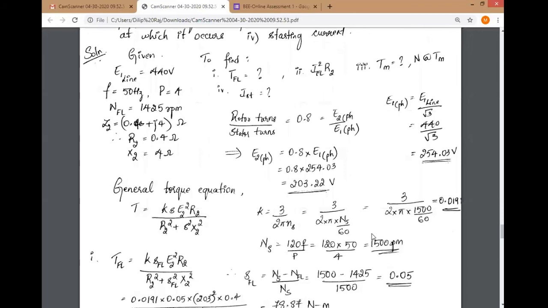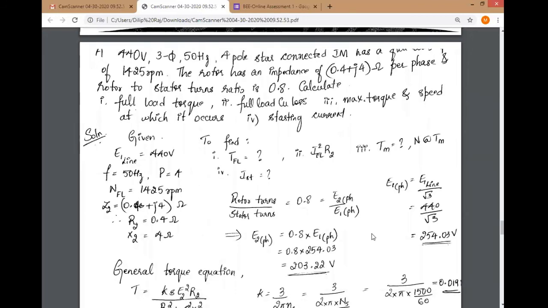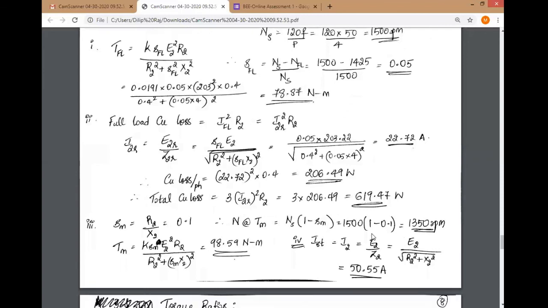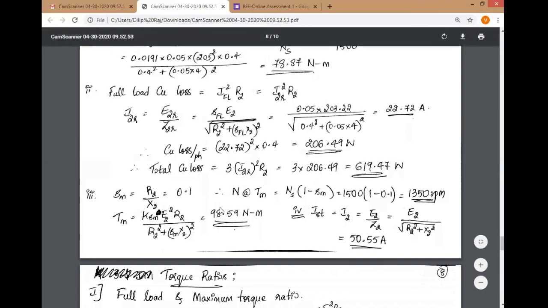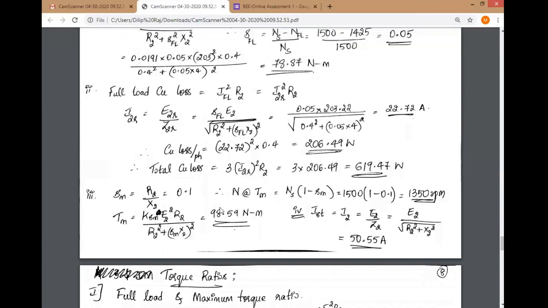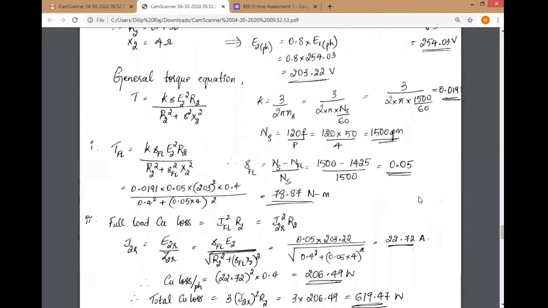The third component to be calculated is the maximum torque and the speed at which it occurs. To calculate the maximum torque, we should know the value of Sm first. Sm is calculated using R2 by X2, which is 0.1. Substitute that value here and calculate Tm. So Tm is 98.59. Full load torque is 78, whereas the maximum torque is 98. The speed corresponding to this maximum torque can be calculated using the formula Ns into (1 minus Sm). Substituting the values, the speed corresponding to the maximum torque is 1350 RPM. So that is the third component.